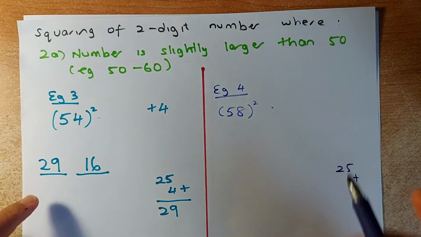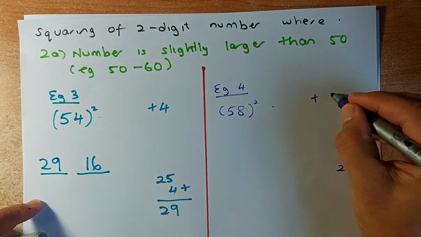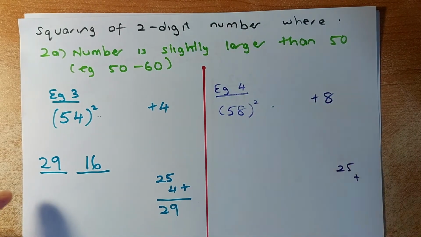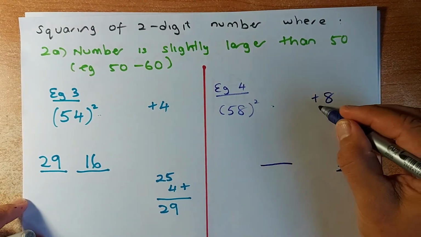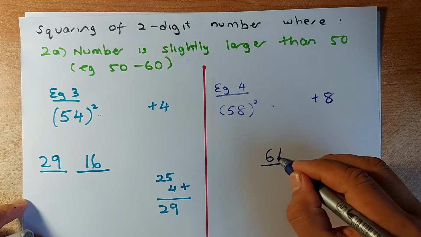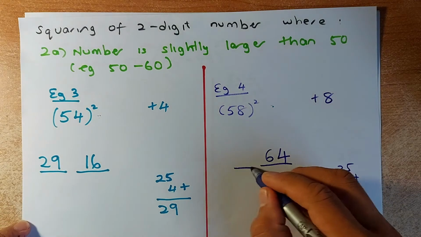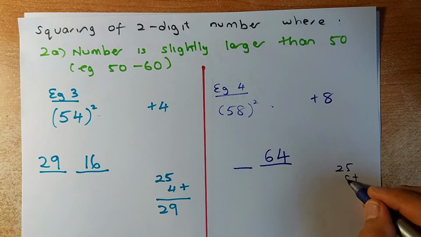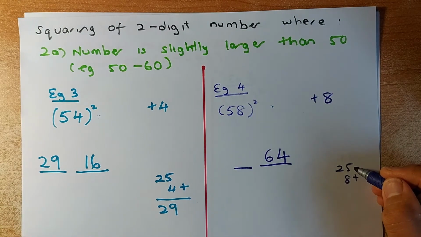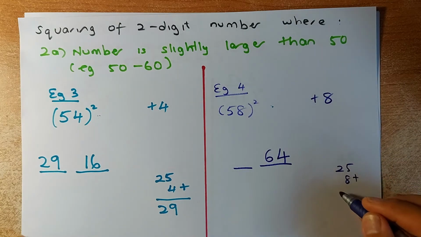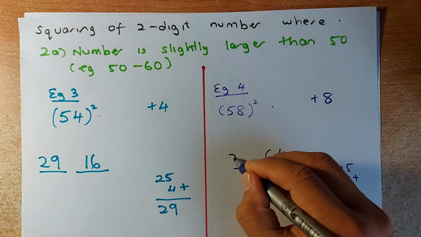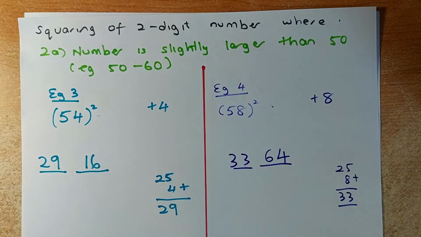Now 58 is 8 more than 50. So for the last 2 digits, you just take 8 times 8, which is 64. That will be your last 2 digits. For your first 2 digits, you add 25 plus 8. Just remember, 25 is half of 50. So 25 plus 8, the answer is going to be 33. Just put it in the first 2 digits, and that will be the answer. Try it in your calculator. Don't believe me? Have a go. Okay? Great.